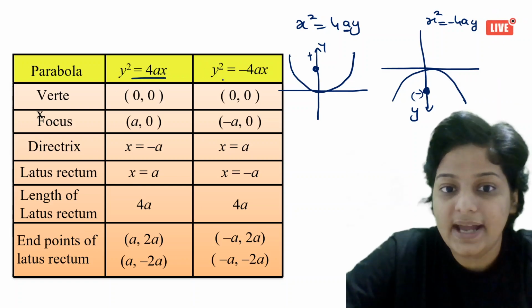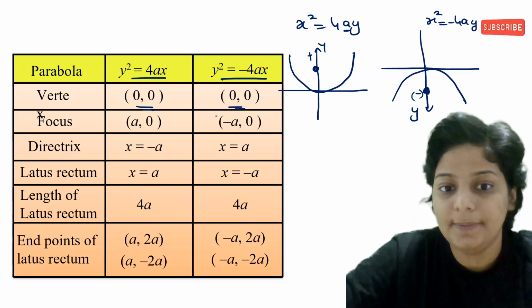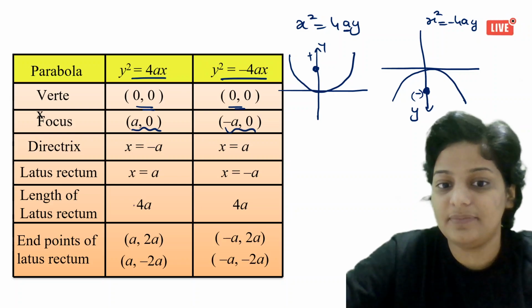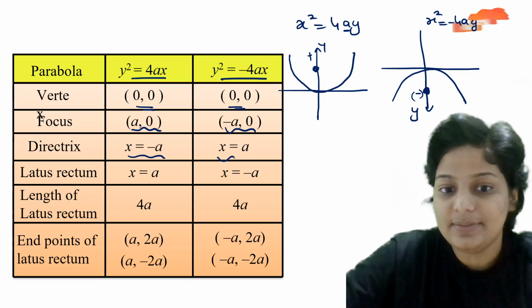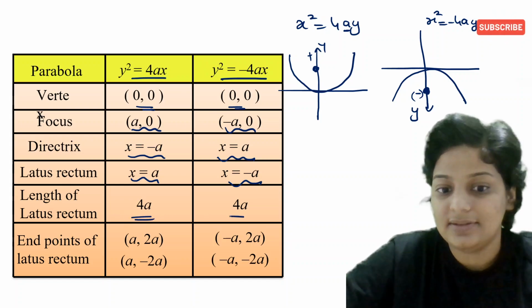कंपैरिजन में दिया है 4ax और minus 4ax के लिए, बस याद कर लो. वर्टेक्स तो सेम है दोनों के लिए. फोकस में देखो सिर्फ माइनस साइन फर्क हुआ है, डायरेक्ट्रिक्स में माइनस साइन का फर्क है, लेटस रेक्टम में माइनस साइन का फर्क है, लेंथ सेम है.